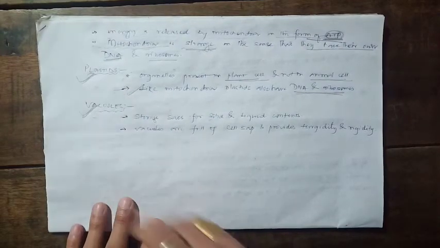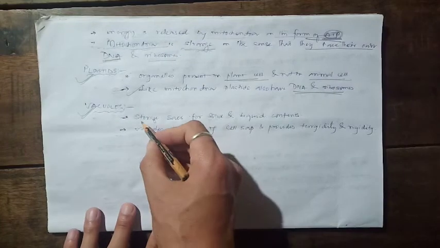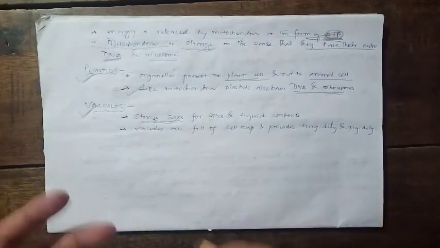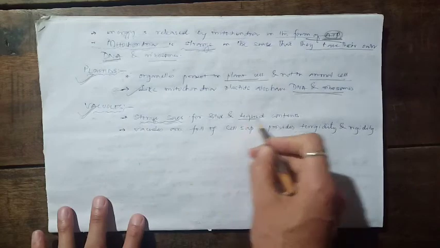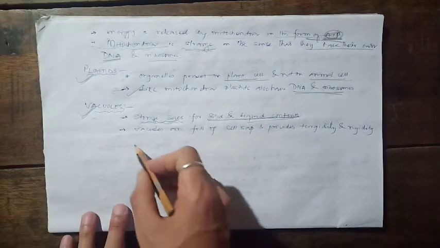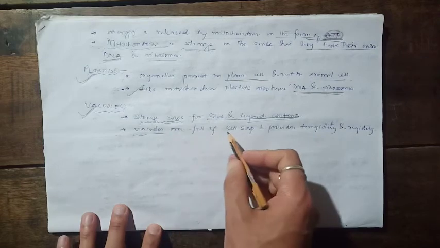Next student comes vacuoles, the storage sacs. Student, these vacuoles are the storage sacs. It's a bag, a storing place we can say. So all the solid and the liquid content of the cell is stored inside these vacuoles. And next point, vacuoles are full of cell sap.